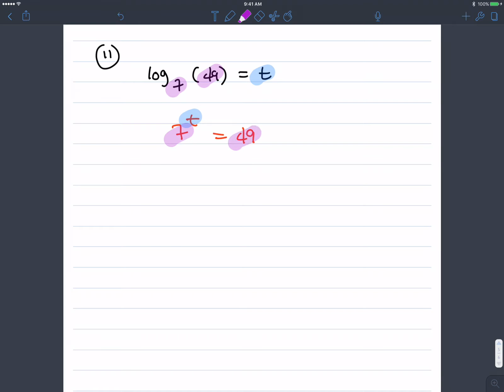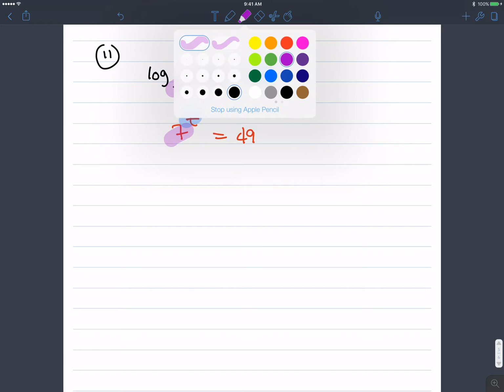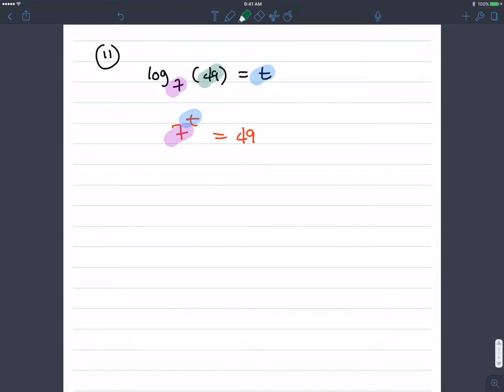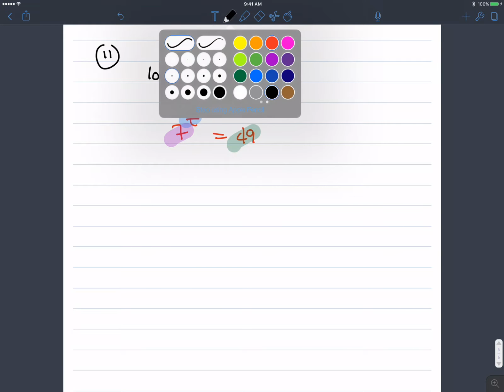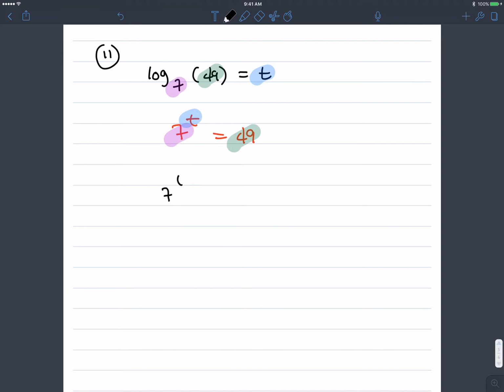Better be the 49. Let's use another color. Not very good today. Let's use, we got blue. Let's use the green. It's 49. So take a look at this. This is how we're using the definition here. And 7 to the t power now is 49.